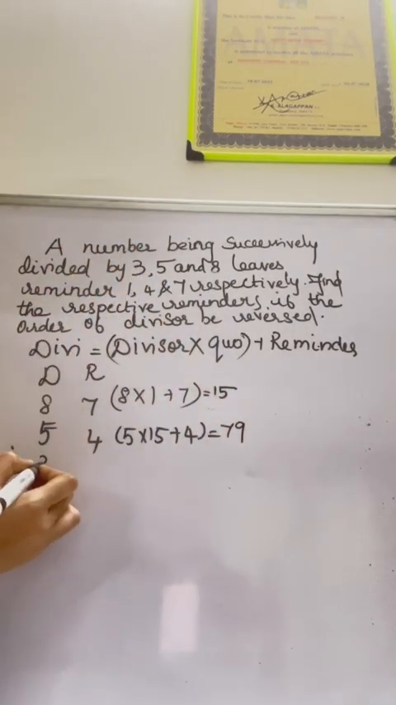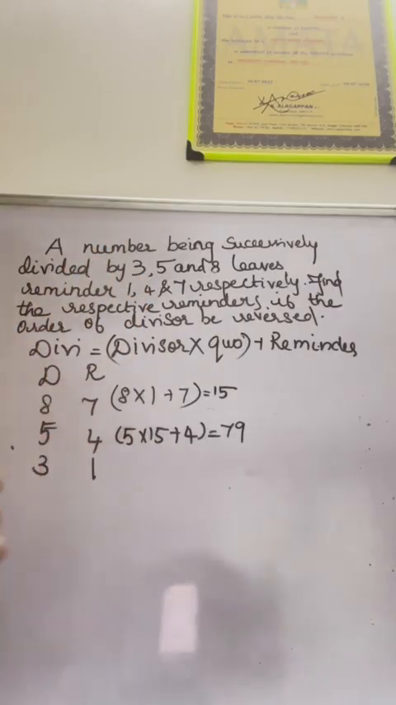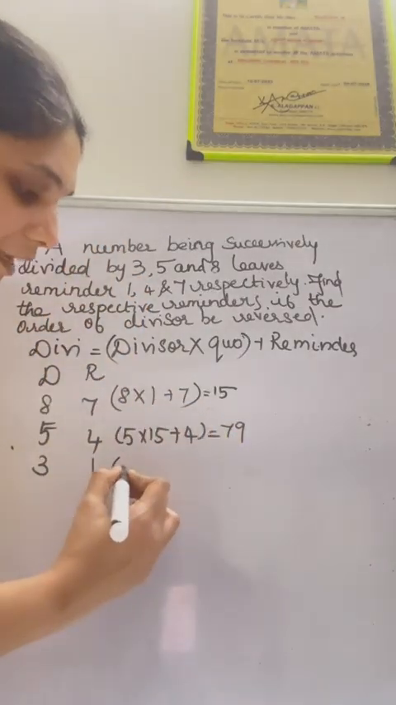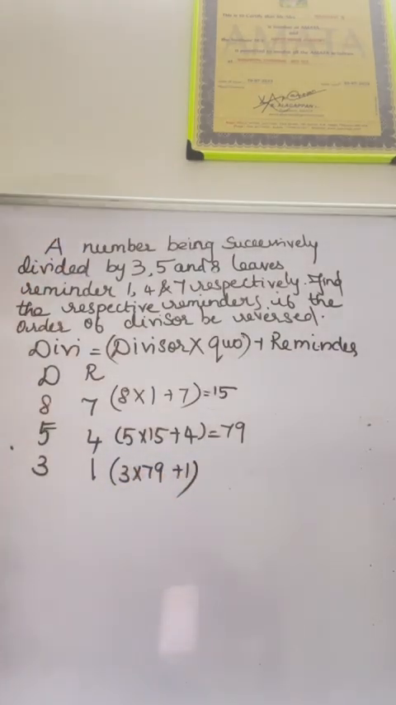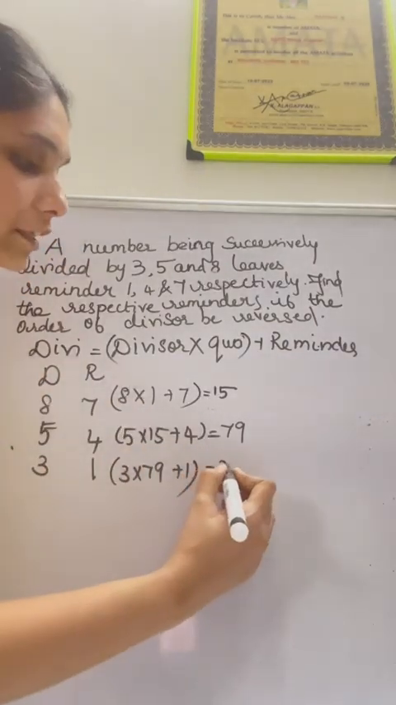Third, when it is divided by 3, we get 1 as remainder. So 3 into 79 plus 1. So the answer is 238.